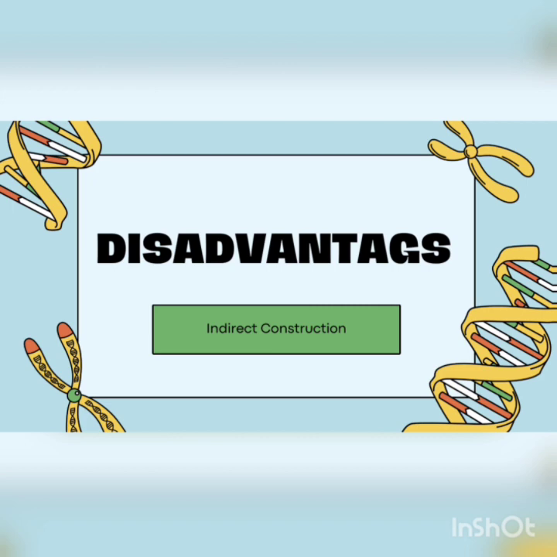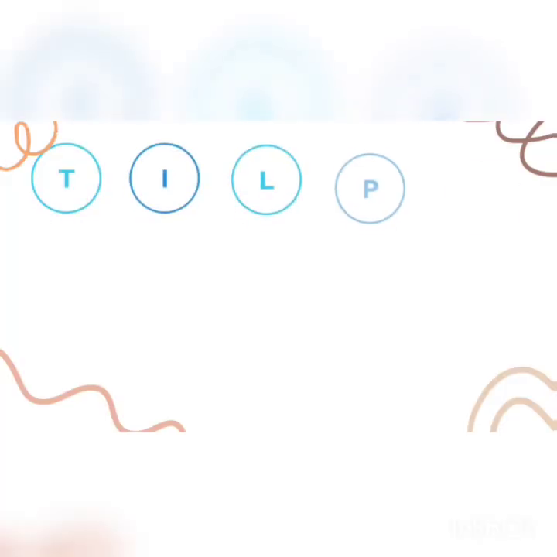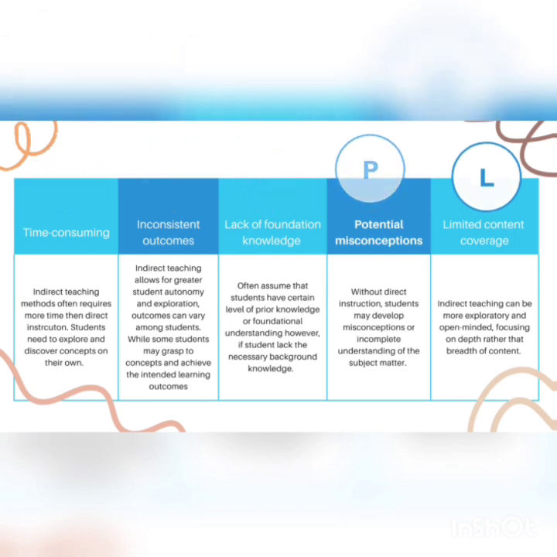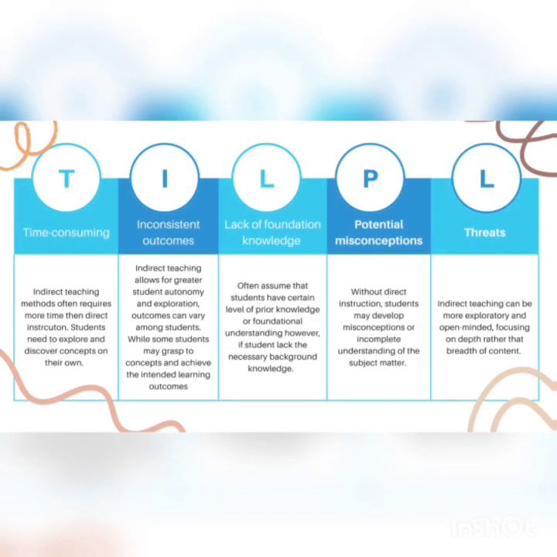While indirect teaching can have its benefits, it also has some disadvantages. Here are a few disadvantages of indirect instruction. First, time consuming. Indirect instruction methods often require more time than direct instruction. Students need to explore and discover concepts on their own, which can be a slower process compared to direct explanation by a teacher. This can be a disadvantage when there is limited time available or when there is a need to cover a large amount of content within a specific time frame.